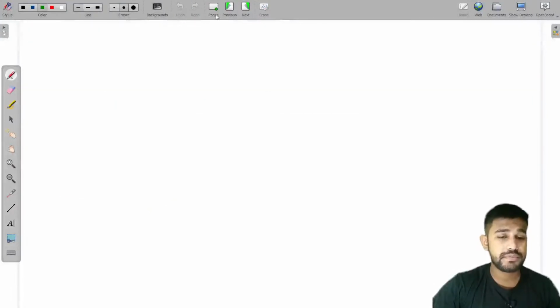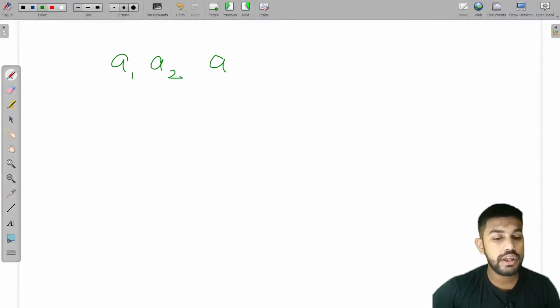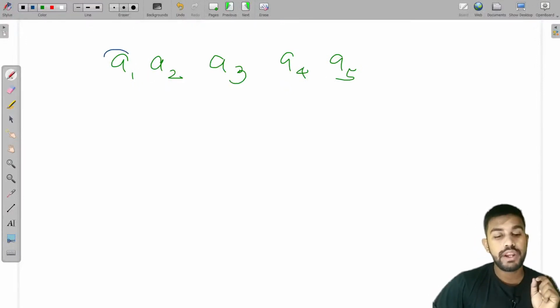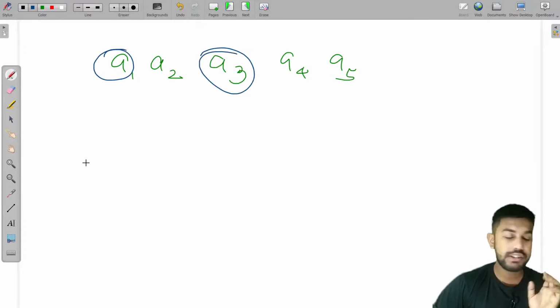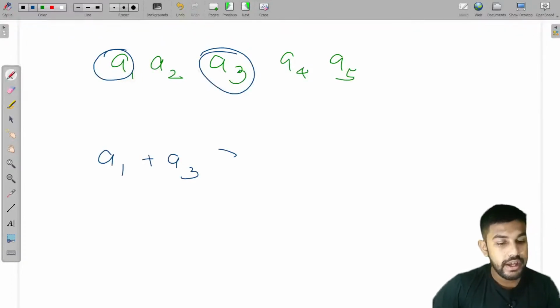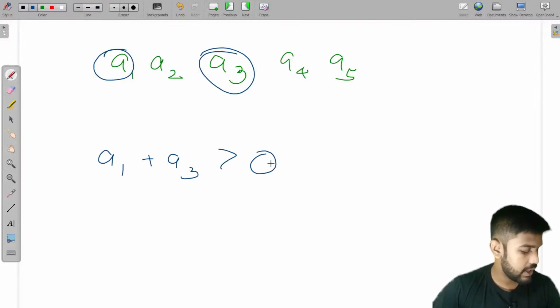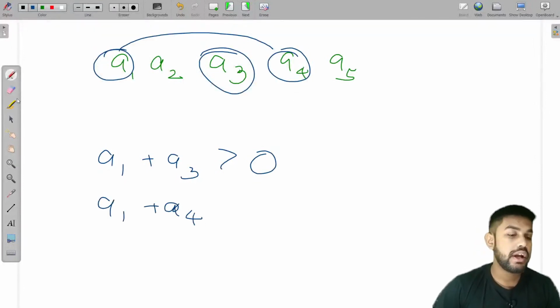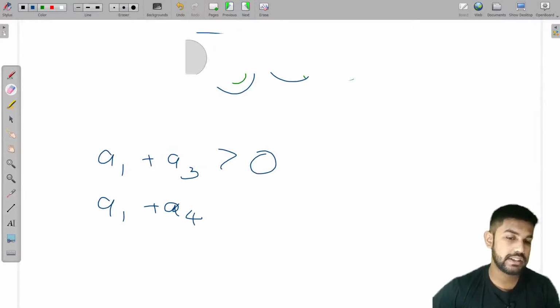How can we consider this? Suppose we have A1, A2, A3, A4 and A5. Suppose A1 plus A3 is greater than 0. Now again suppose A1 plus A4 is again greater than 0. So A1 plus A4.